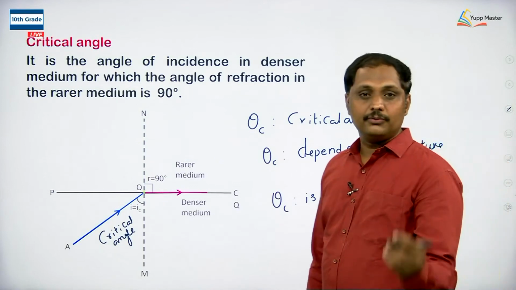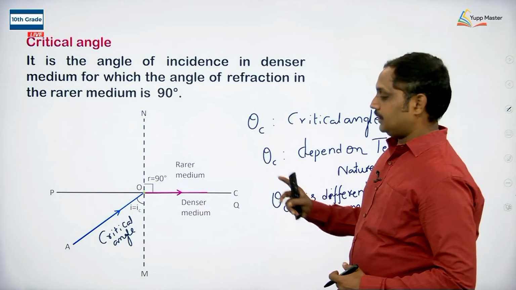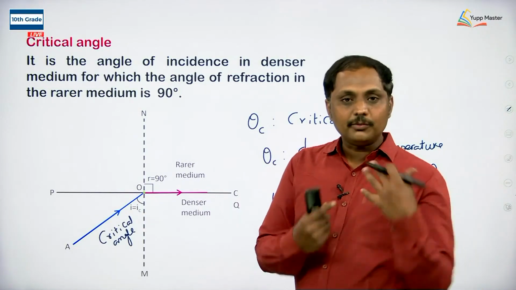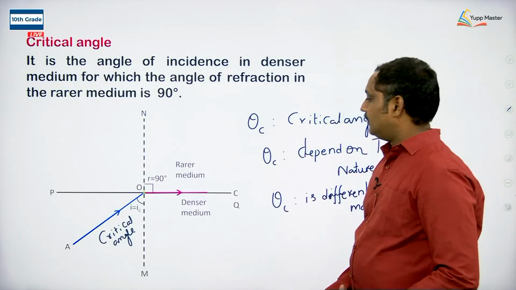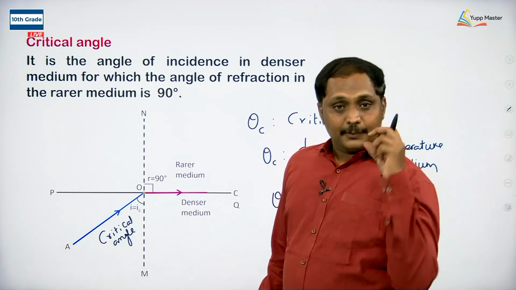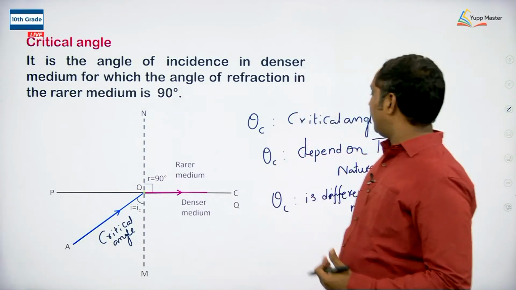I hope you have a good observation with the critical angle. For every material, it is possible to calculate the critical angle by knowing the refractive index of that material and the speed of light in that material. So, easily we can calculate.